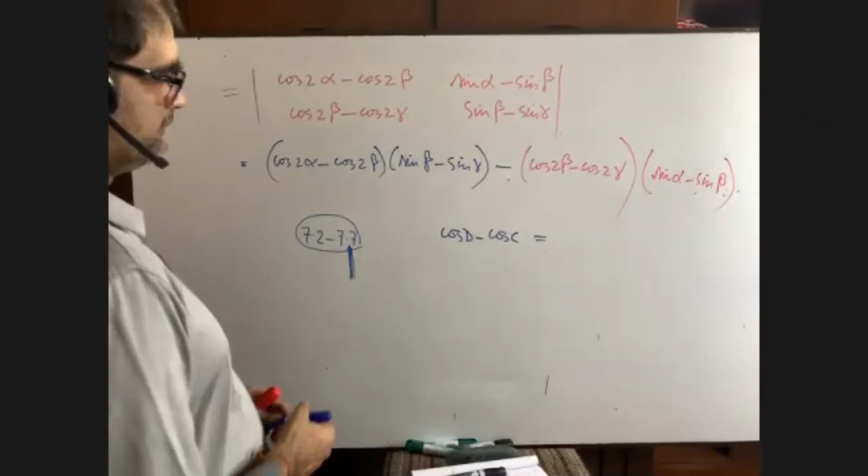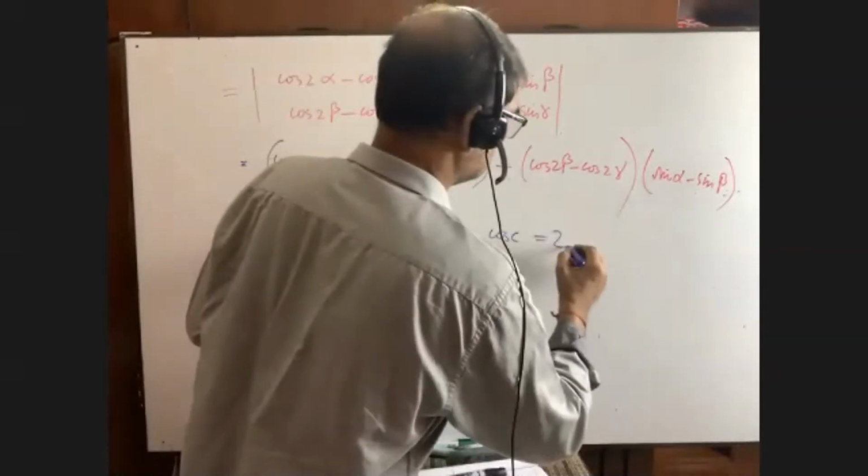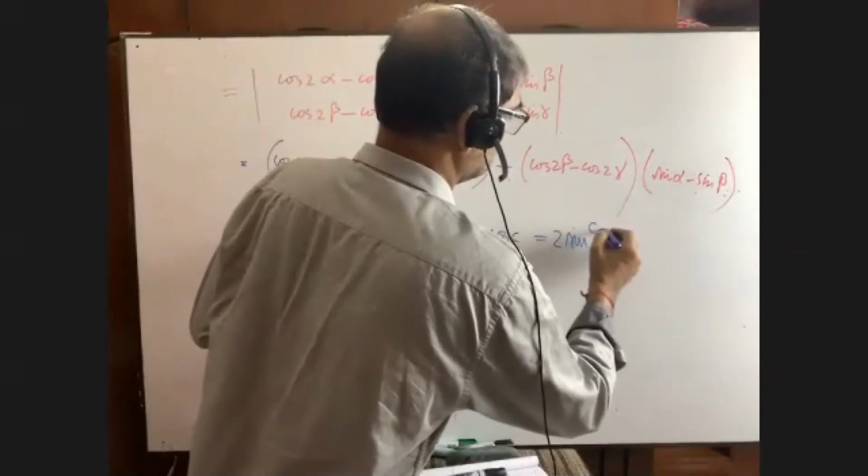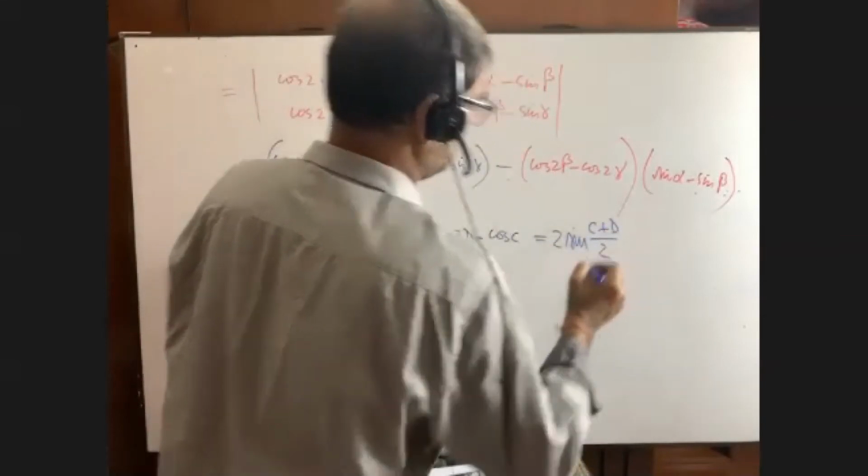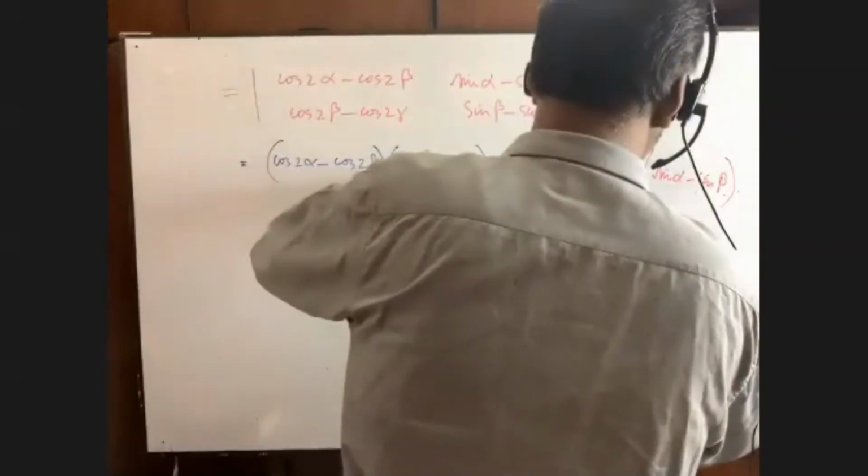Anyway, cos D minus cos C. Sir, what is the formula? It is minus 2 sine (C plus D) by 2 into sine (C minus D) by 2.